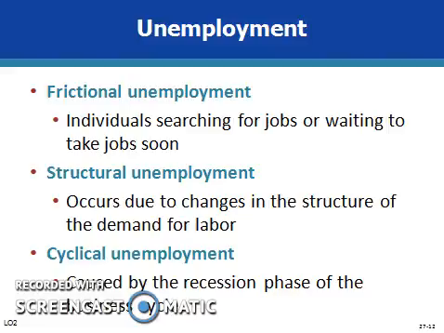Structural unemployment occurs due to changes in the structure of the demand for labor. So sometimes people's jobs become obsolete or their skill set just doesn't work for the job market that they're in. Structural unemployment can also be caused by geographical factors. If a factory moves from Connecticut to Tennessee, for instance, those factory workers in Connecticut who are unable to move will be unemployed for some time as they look for new work because their job left.